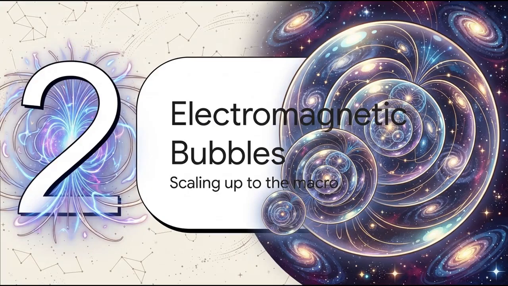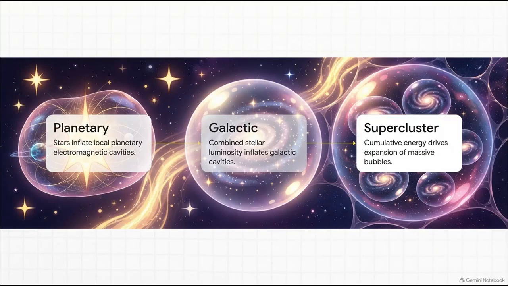Moving to part 2, nested electromagnetic bubbles. We're scaling up to the macro now. Picture a set of Russian nesting dolls. This is exactly how the hypothesis envisions the architecture of space. Step 1. Individual stars emit energy that inflates local planetary electromagnetic cavities. Step 2. The combined energy of all those stars inflates a massive bubble around the entire galaxy. And step 3. The cumulative energy of all those galaxies inflates massive supercluster bubbles.